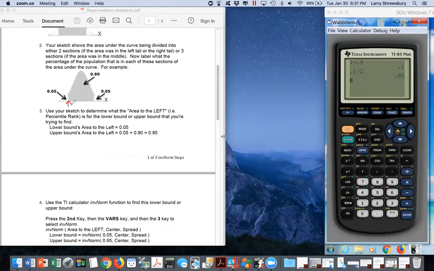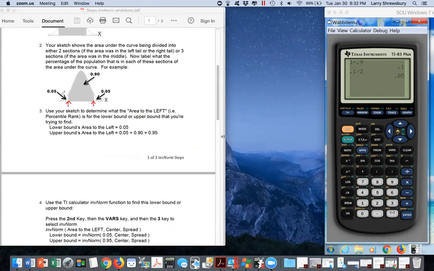Well, what's the area to the left? 5%. So that's why down here, your lower bound is inverse norm, the area to the left is 0.05, and then whatever your mean and standard deviation go in there. Then you have to use inverse norm again to find the upper bound. Well, what's the area to the left here? Well, we got 90%. Is that all of it?